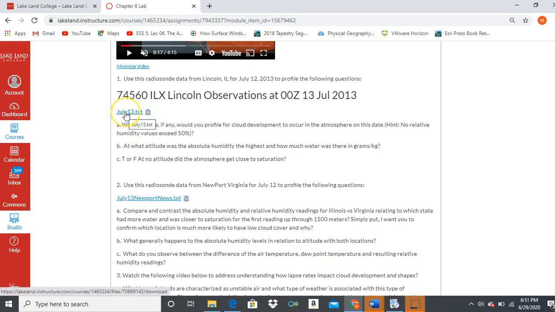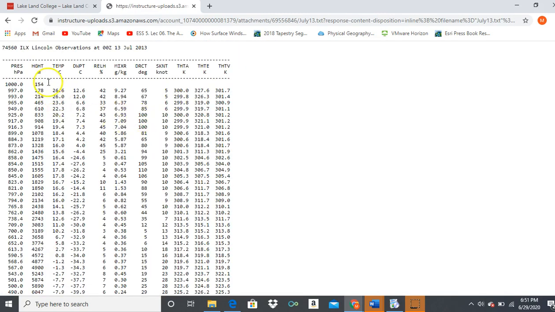If you click on one of the text files, I'll do that here in a second, I'm going to open up a file here. This file shows you specifically the air pressure as the weather balloon takes off, and this is the very first reading. At Lincoln, Illinois, it shows the weather balloon started off at 154 meters, and then as the balloon starts to float up, this is the height. The next column is the temperature of the balloon at that specific altitude in meters. This is the dew point temperature.